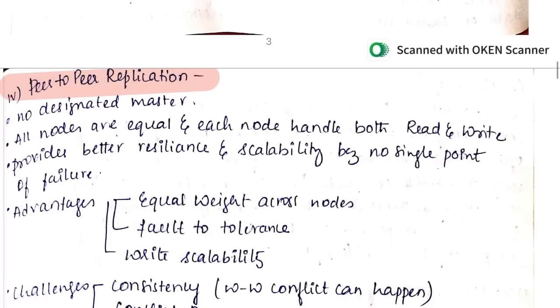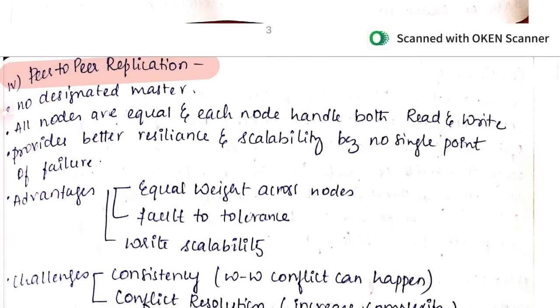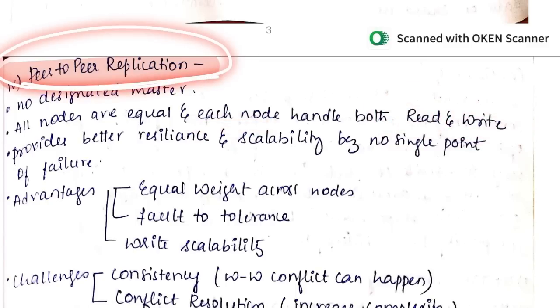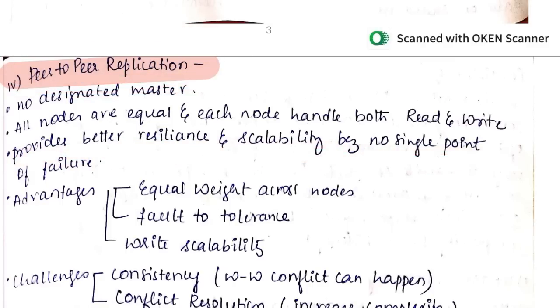Next we have peer-to-peer. Peer-to-peer is again a very easy topic. Peer-to-peer means there is no designated master here. All nodes are equal and each node can handle both read operations and write operations also. So peer-to-peer replication will provide better resilience and scalability because there is no single point of failure.